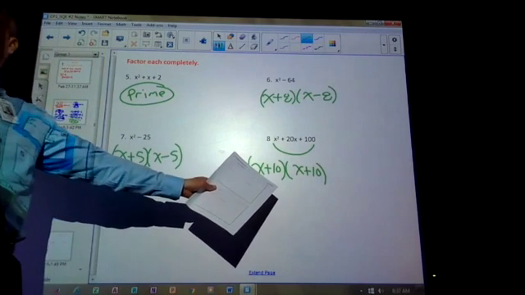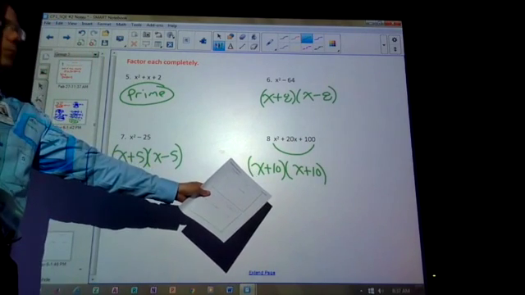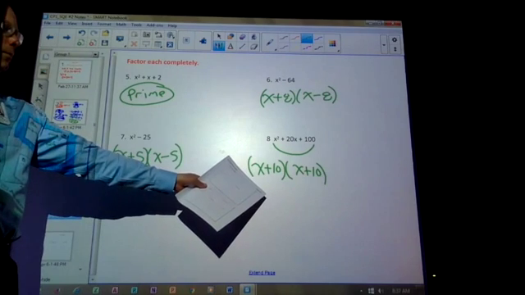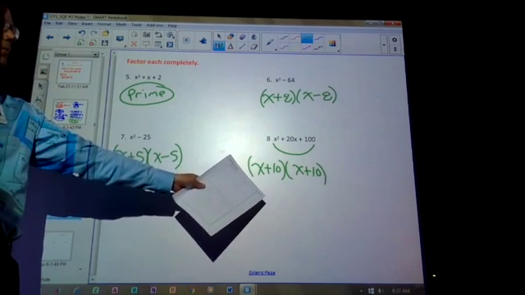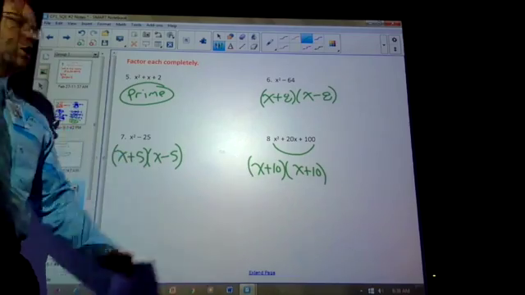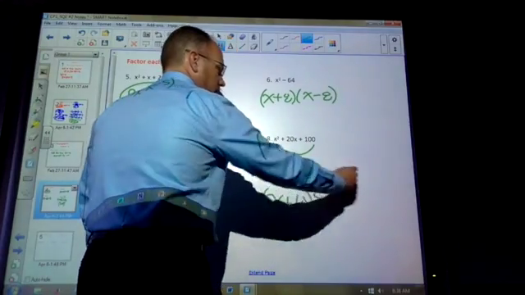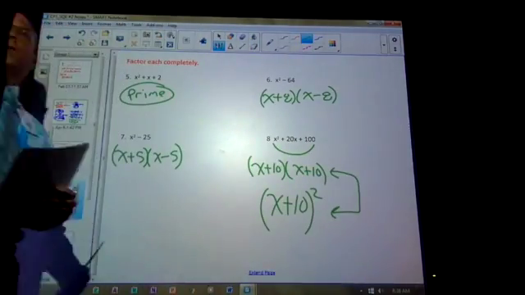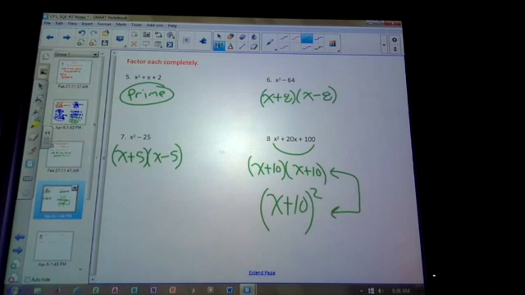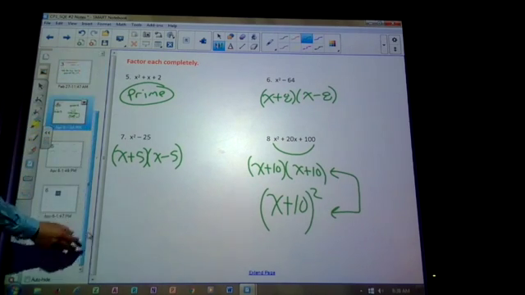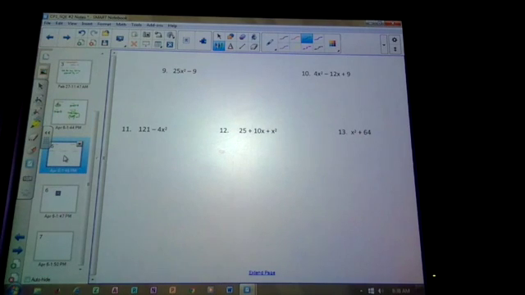How can I write this as an exponent? How many x plus 10s do I have? 2. So both answers are fine. Your choice how to write it. Just realize how one breaks down to the other. Almost done? 5 problems left, and then there's one box problem that we're going to work on a little bit too. But we'll get there. All right.